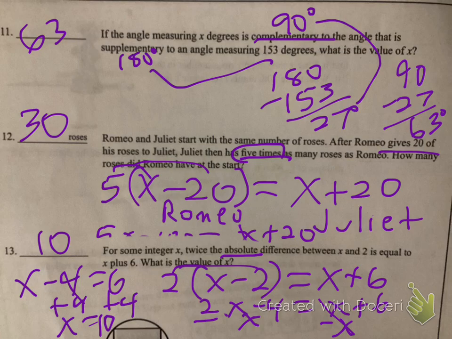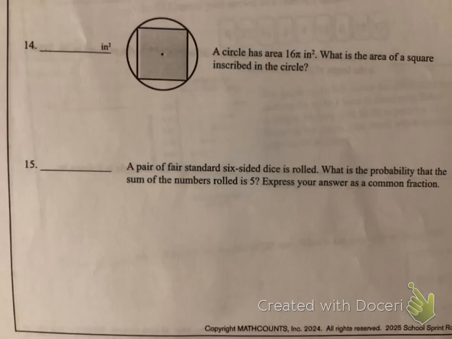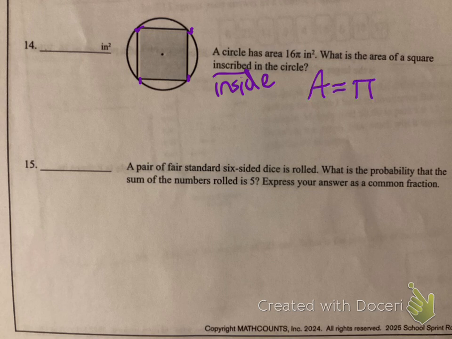All right, number 14. A circle has area 16 pi inches squared. What is the area of a square inscribed? Inscribed means it's inside and it touches on its vertices, right? So it's touching that circle with its vertices, so it fits all the way inside that circle. All right, so think inscribed, inside is a nice way to remember that.